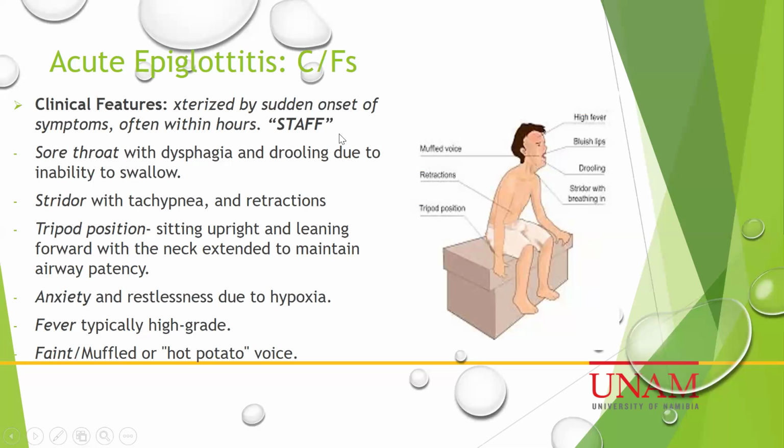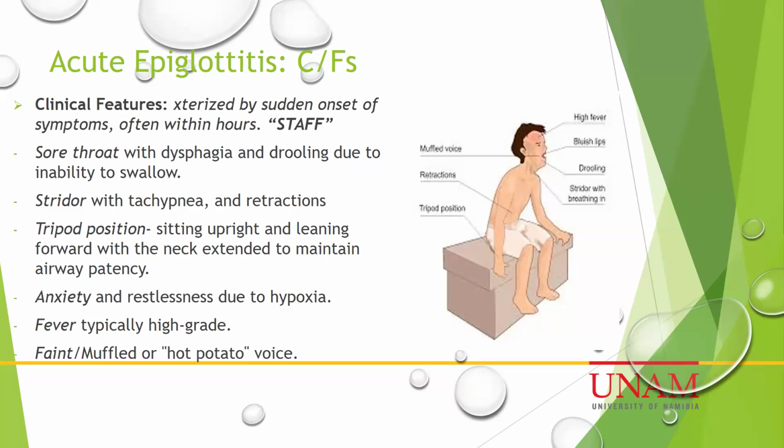And by now, I'm sure you know I like pneumonia, staph. So sore throat, we start with sore throat with dysphagia and drooling of saliva, all right, due to inability to swallow. This can also be associated with stridor, with tachypnea and rib retractions, all right? Tripod position, you can see this child, all right?